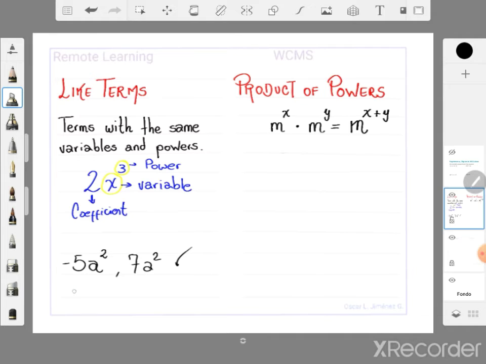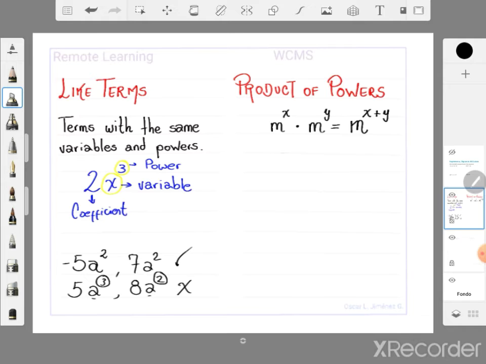But if you have something like 5a to the third power and 8a to the second power, do we have the same variables? Yes, we have a. But what about the powers? Check it out. We have the third power and the second power. So no, we don't have the same power. So these terms are not like terms. Please remember, if you have the same variable and power, you have like terms.